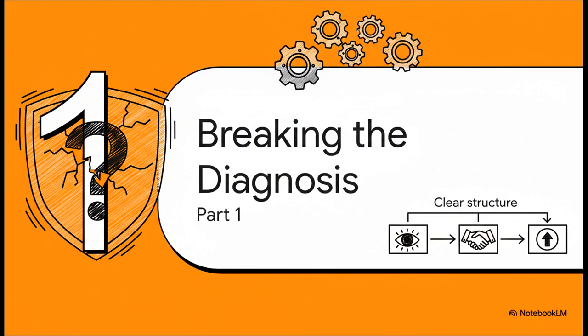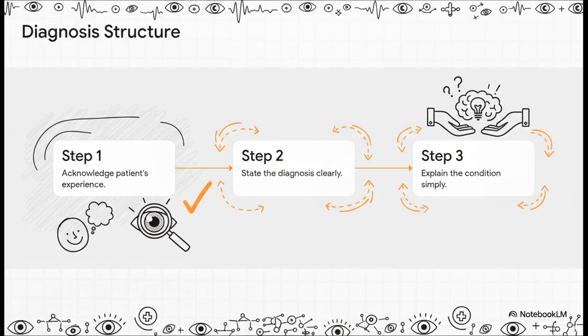How you handle this first step is absolutely critical. It really sets the tone for the entire rest of the consultation. Let's walk through a solid structure to follow. A simple three-step process is your best friend here. First, always acknowledge what the patient has told you. Then, you state the diagnosis clearly, without any confusing jargon. And finally, you explain what it all means in simple, easy-to-understand terms.